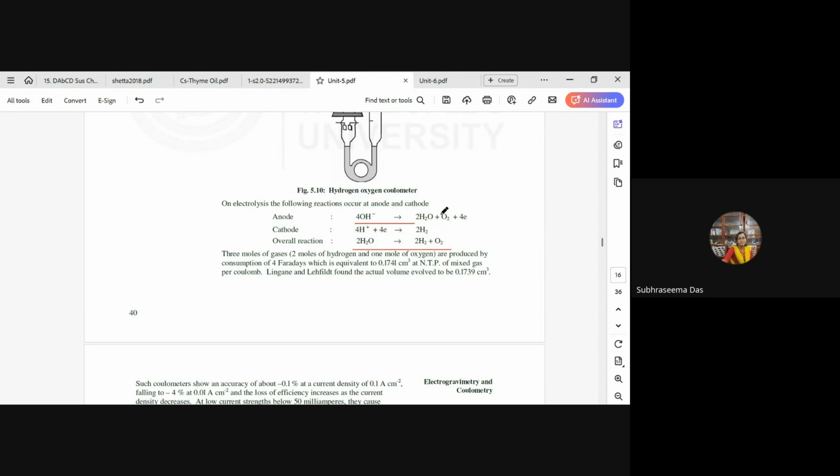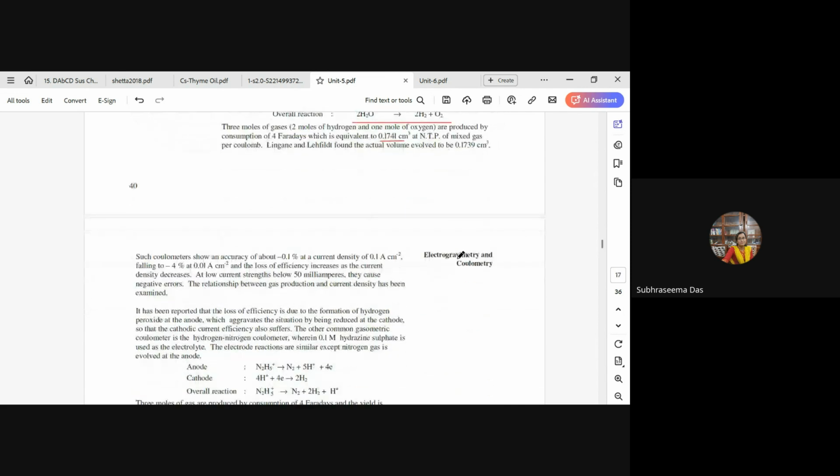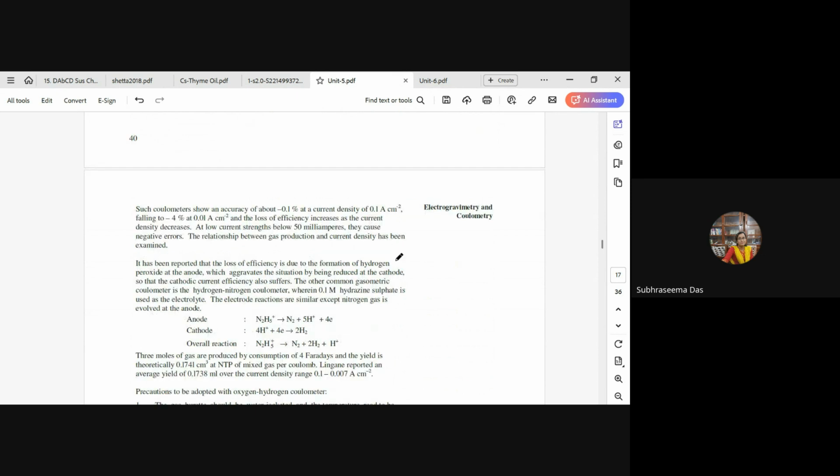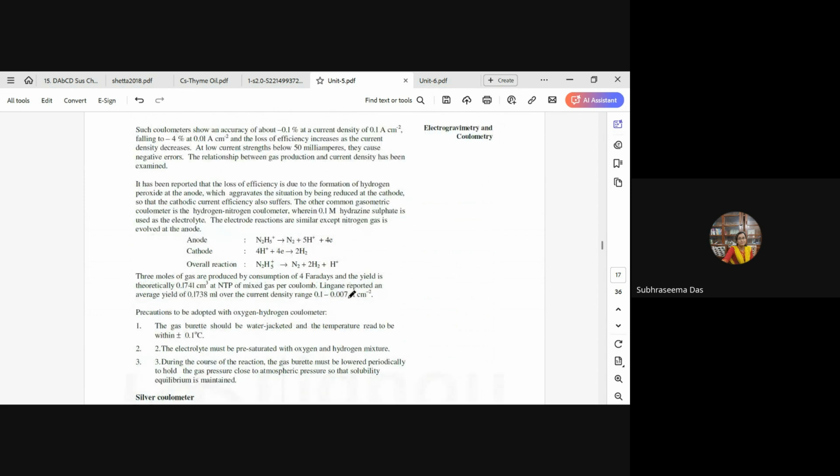From the above equation we see they are produced by consumption of 4 faradays of electricity, which is equivalent to 0.1 liters at NTP of mixed gas per coulomb. Such coulometers are highly accurate in nature, and because they are very accurate, they have also been used for measurement of current density. It has been reported that the loss of efficiency is due to the formation of hydrogen peroxide at the anode.